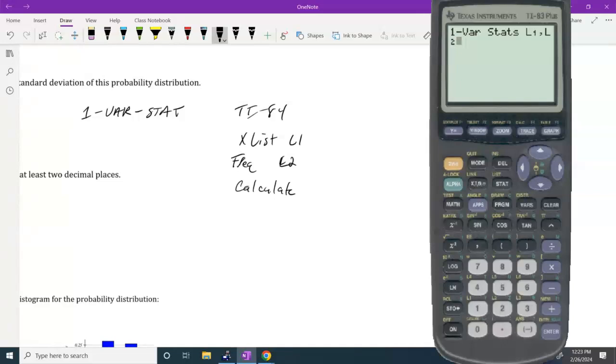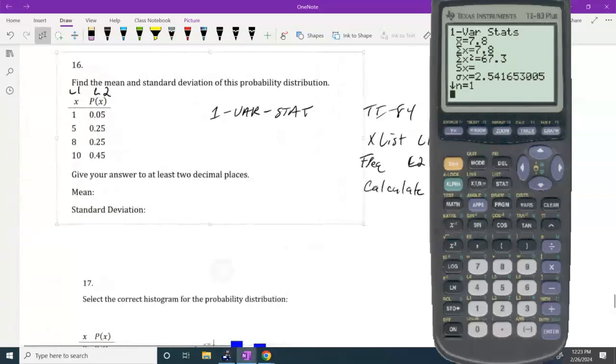And this older model calculator, that layout is a little bit different. So I actually have to tell it L1, comma, L2. And then when you hit enter, the mean is going to be X bar, which is 7.8. The standard deviation is this sigma sub X. And that's equal to 2.5. How many decimal places? 2.54.